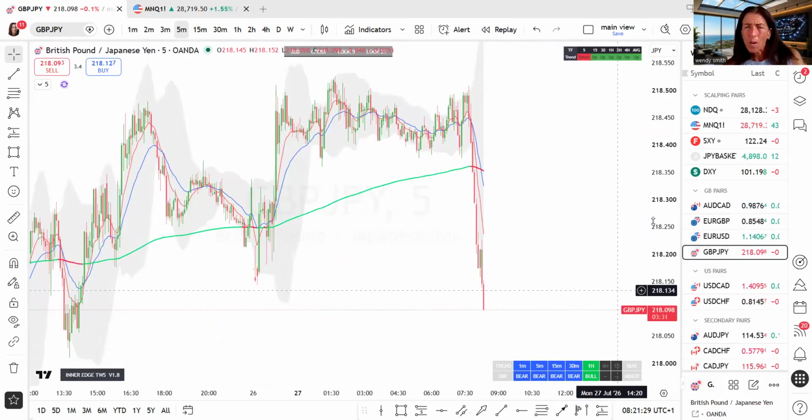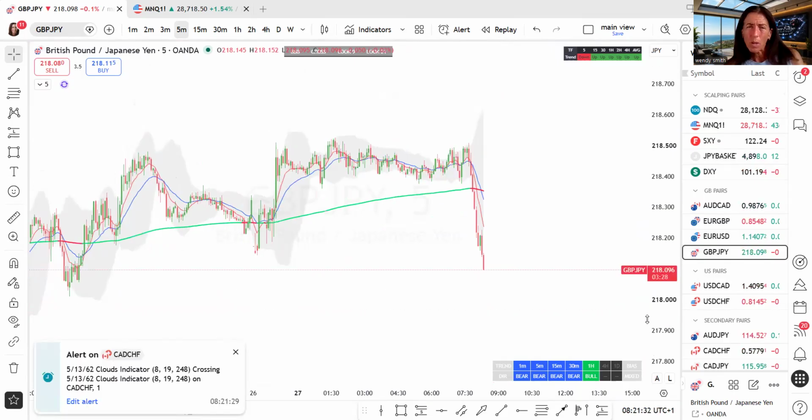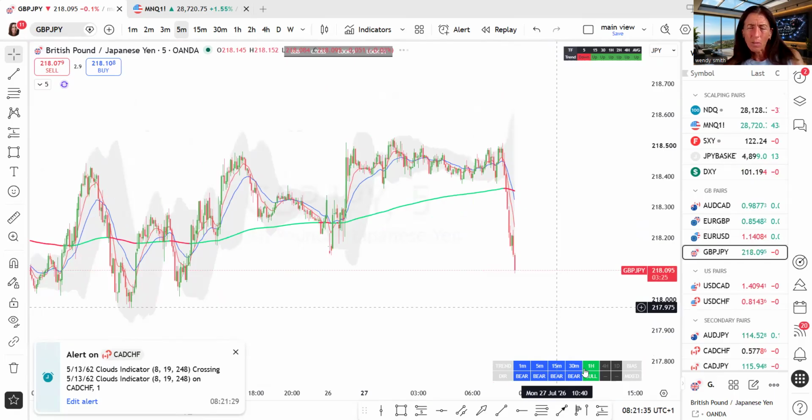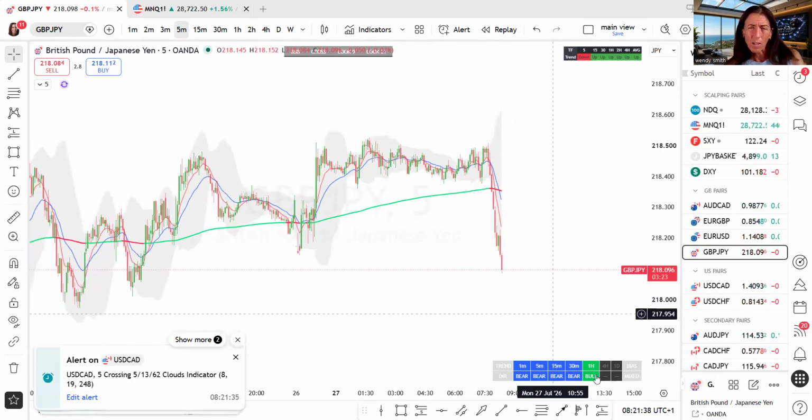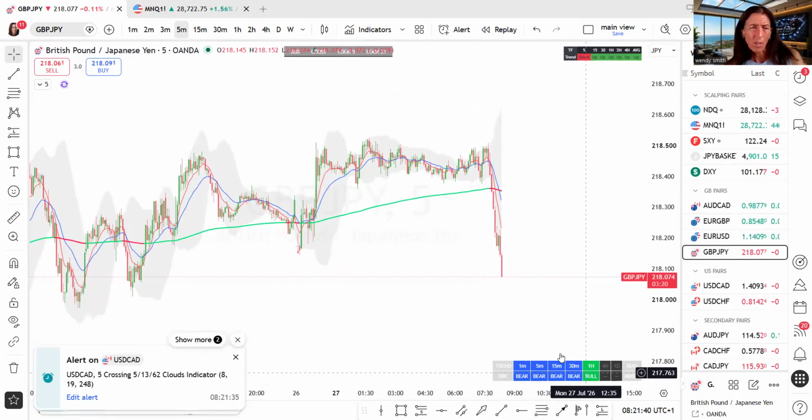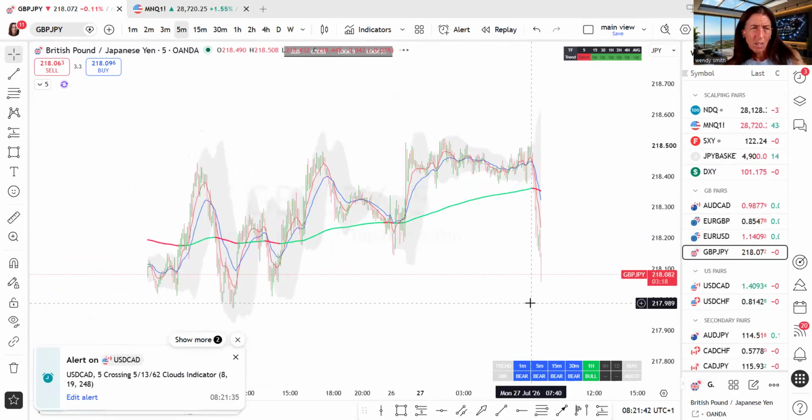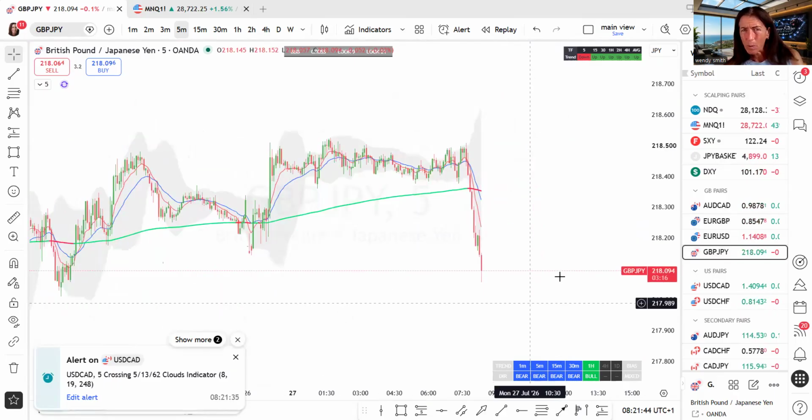GBP JPY, so this one as well. At the moment, it's on a deep pullback. So I'm just waiting to see what happens with alignment. It's just about to head in the other direction. I don't reckon it's going to go there for long, though, to be honest, before it's going to reverse back up again. So get rid of my trading alarms. Need to go and look at these USD CAD.